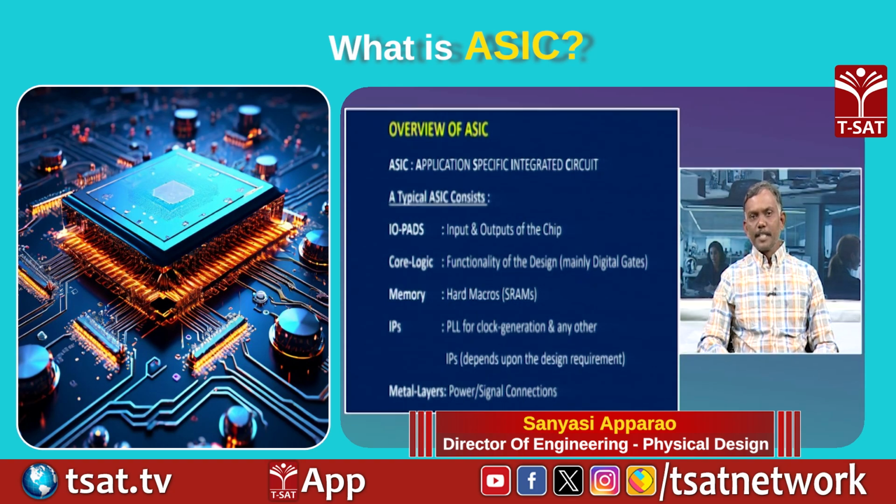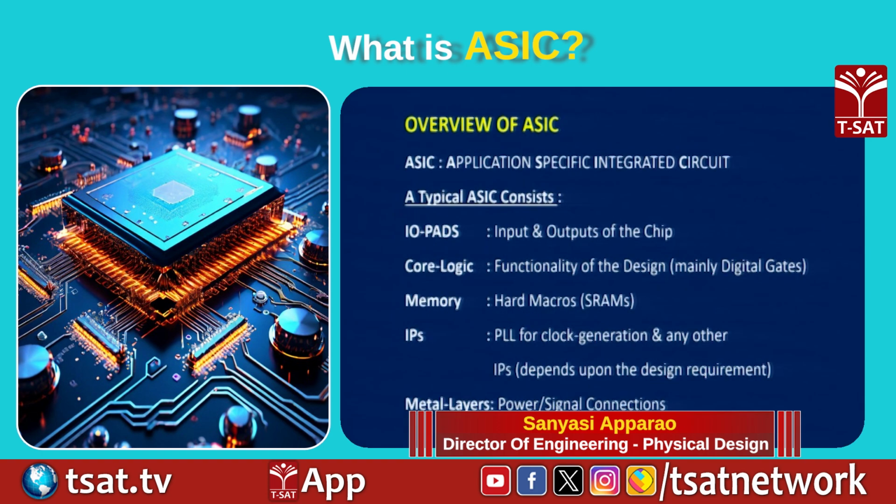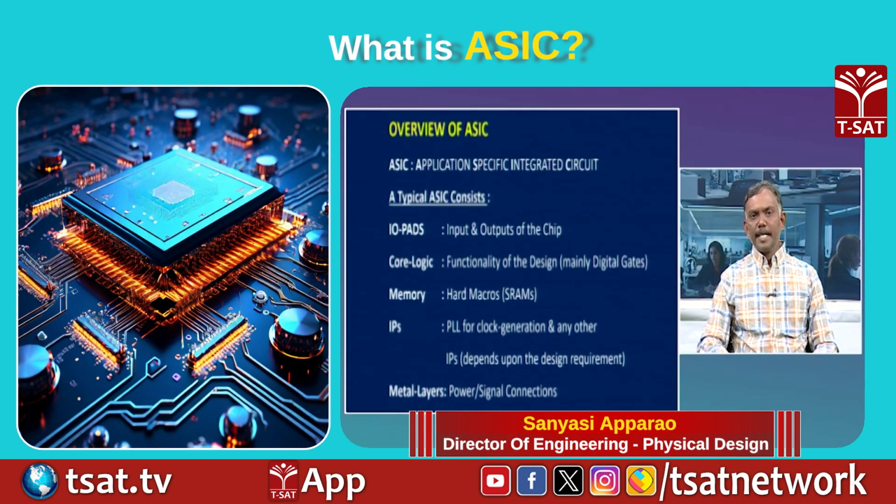For a desired application, we should start with a specific design targeted to a particular application, and we need to work on the implementation to reach that particular application. It is application derived, meaning application specific integrated circuit. The typical components in an ASIC: I/O pads, core logic, memory, IPs, metal layers. If you take any typical IC, you can see these components.